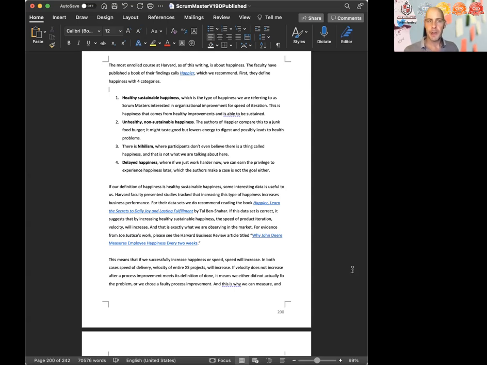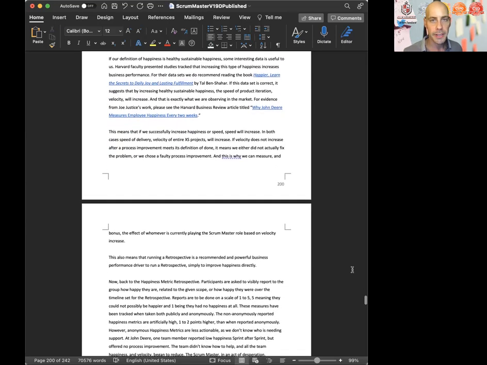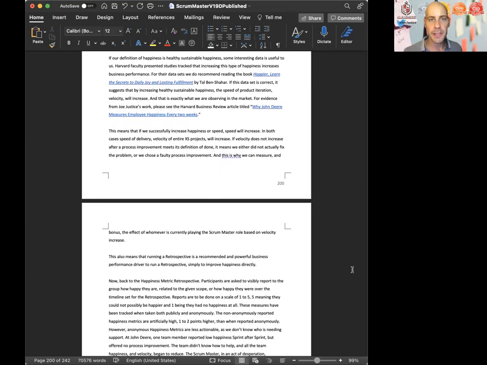For the happiness retrospective, we're focusing on type 1, healthy, sustainable happiness. If our definition of happiness is healthy, sustainable happiness, some interesting data is useful to us. Harvard faculty presented studies tracked that increasing this type of happiness increases business performance.